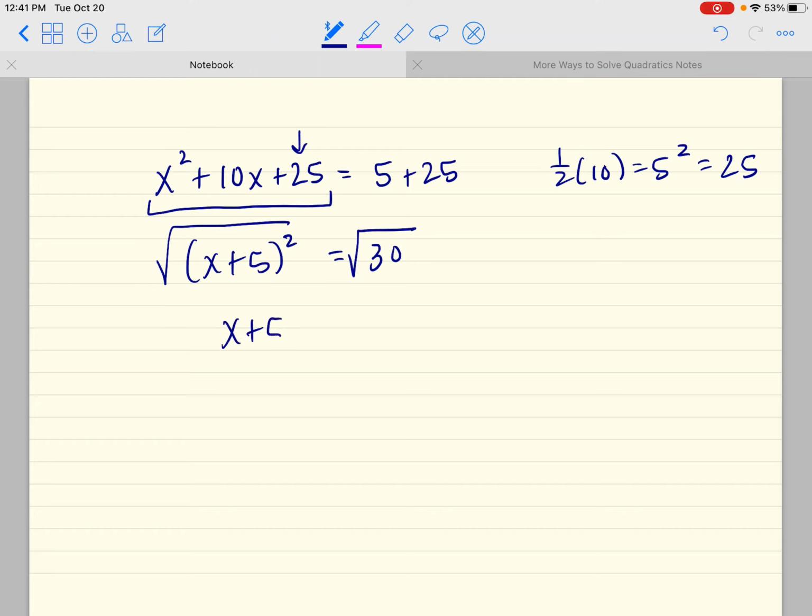So x plus 5 would equal plus or minus this radical 30, and then I subtract the 5 over, and these are my two irrational solutions. Okay, we call this completing the square. Not the easiest of processes, although not too bad. Factoring and square root method I think are easier, but obviously not doable for a case like this.